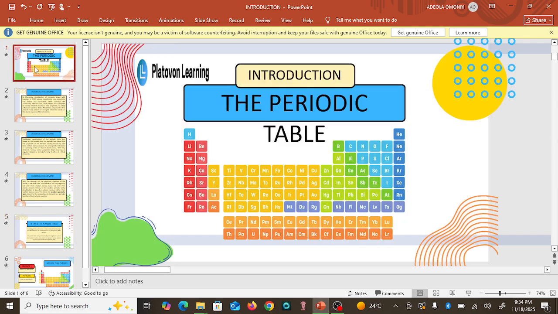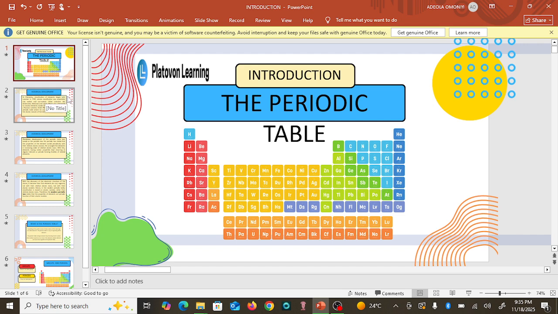Welcome once again. This is the beginning of a new course, and this course is about periodic chemistry. So we're looking at the periodic table. We're looking at the groups and periods of elements. We'll also be looking at intermolecular forces and the structure and shape of molecules.